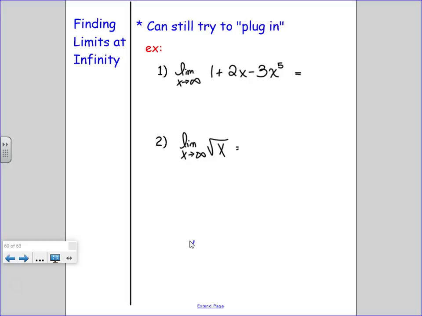The biggest infinity is negative. Does 1 win against infinity? No. Does 2x, 2 times infinity, win against negative 3x to the 5th? No. So the question is, it's all one big strand and we're plugging in infinity. It's going to be an infinite answer, but you have to check the sign. What sign's going to win, just logically? Negative wins. But pause, why?